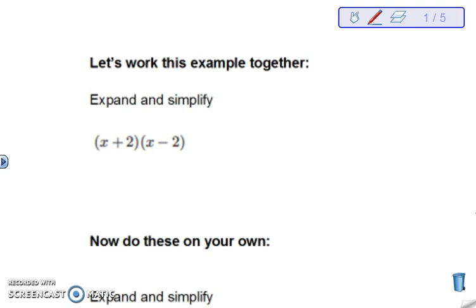All right, so we notice here, same thing, expand and simplify. Difference now is that the constant term in each binomial is the same, except for the signs alternate. One is positive, one is negative. So this is going to be called the difference of squares.